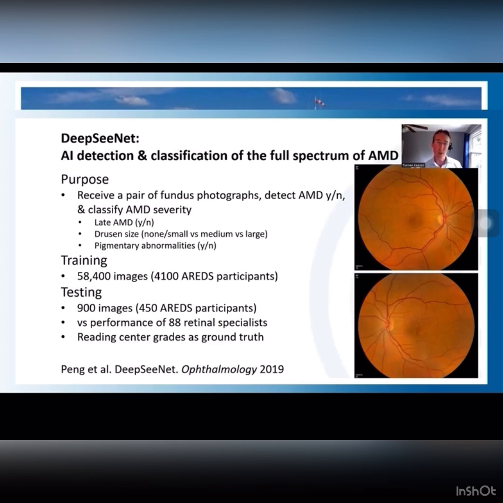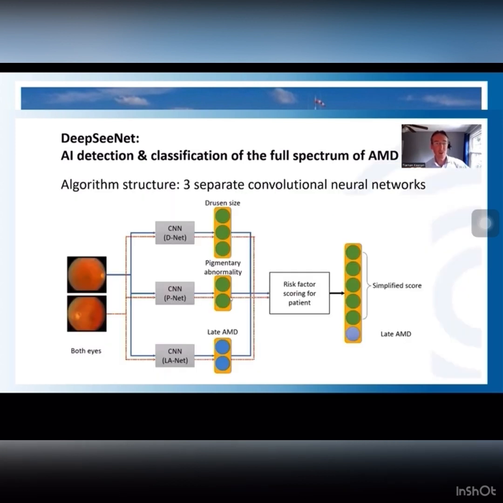So in the usual way, we used many thousands of images for training, but we held some back for testing so we can report the performance of the algorithm. And actually, we can also compare AI performance with retinal specialist performance because we had the same images graded by 88 retinal specialists. So this is how we approach the problem.